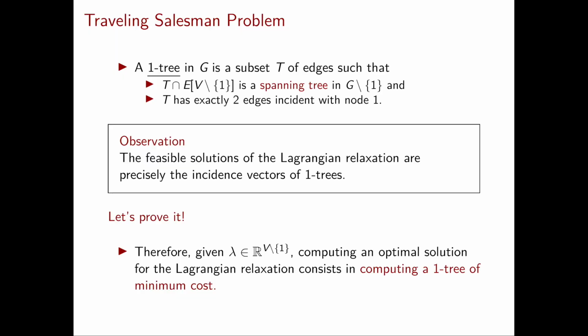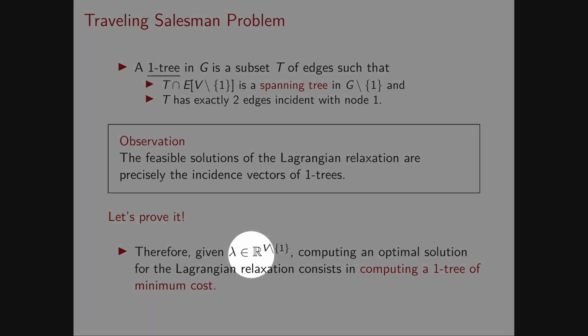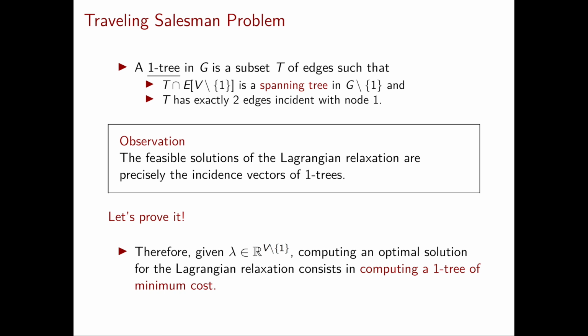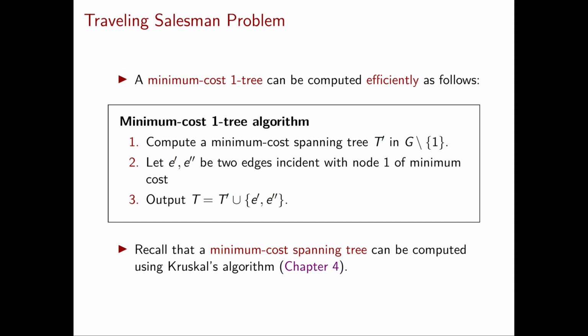Back to the slides. We have just shown that the feasible solutions of the Lagrangian relaxation are the incidence vectors of one trees. Therefore, for every given lambda in our Lagrangian relaxation, solving such a relaxation consists in finding a one tree of minimum cost, where, once again, the cost depends on lambda. Now, the definition of one trees we've seen essentially treats separately the edges incident to node 1 and the other edges. Therefore, in order to compute a minimum cost one tree, we can separately optimize these two structures.